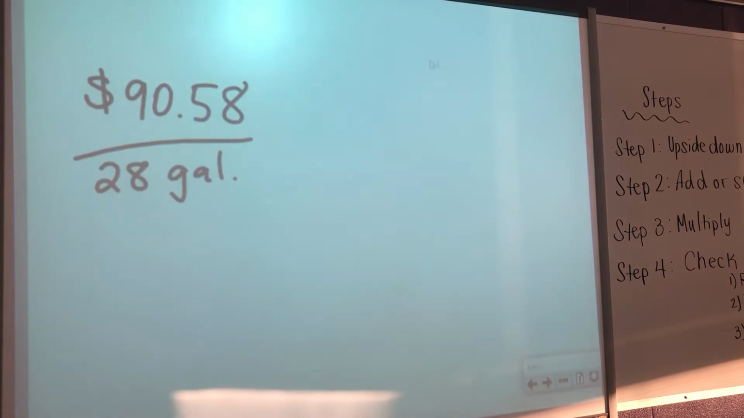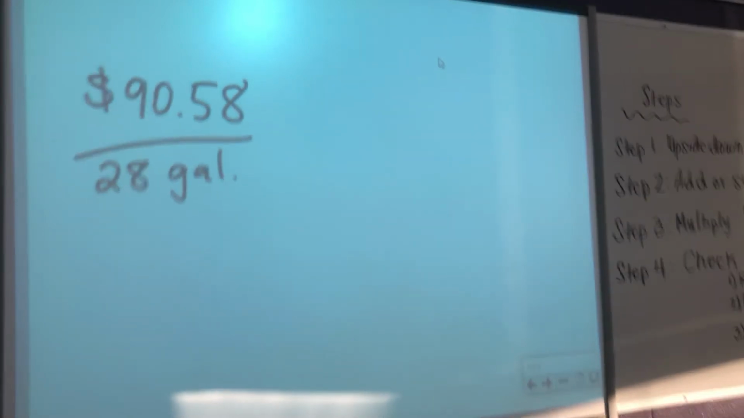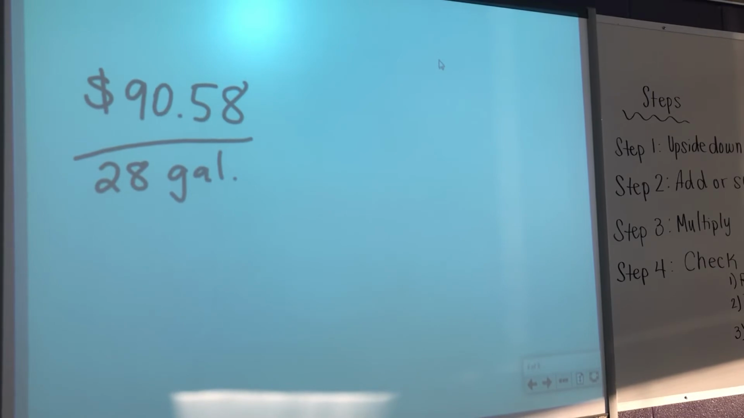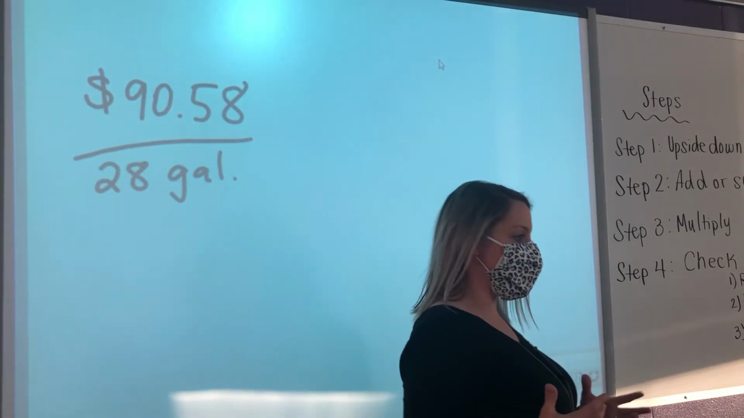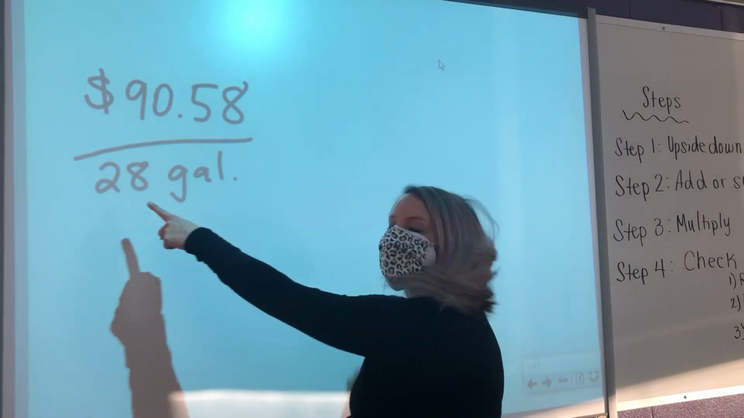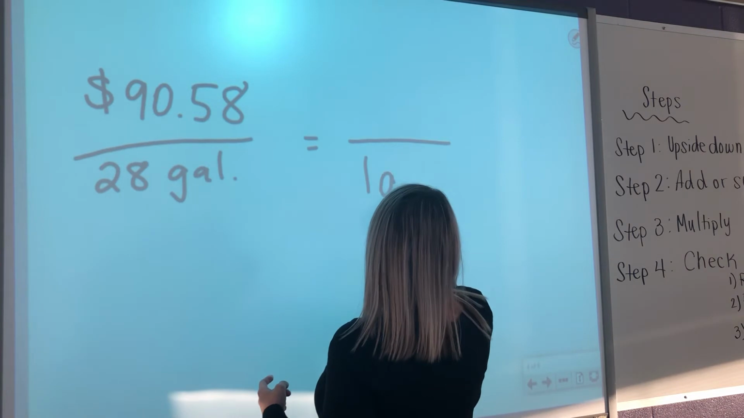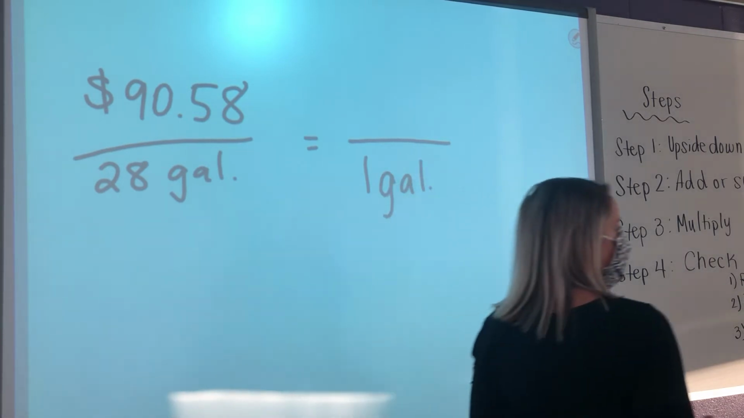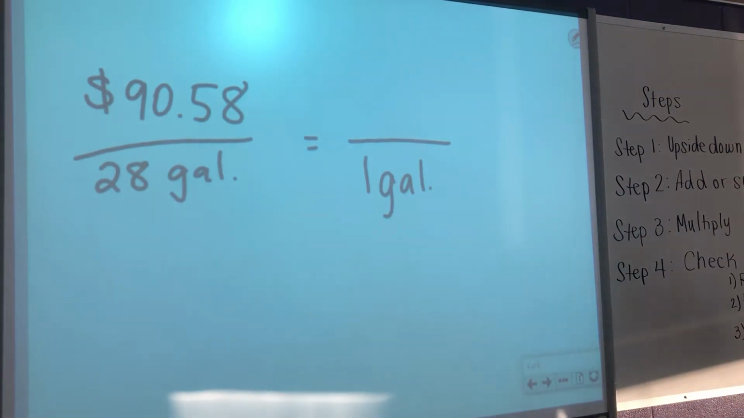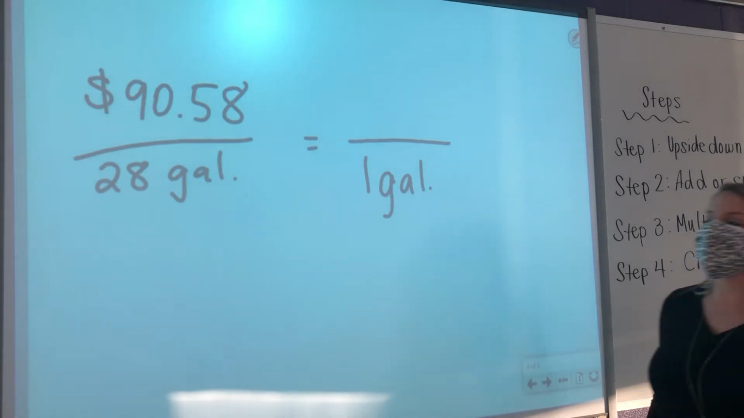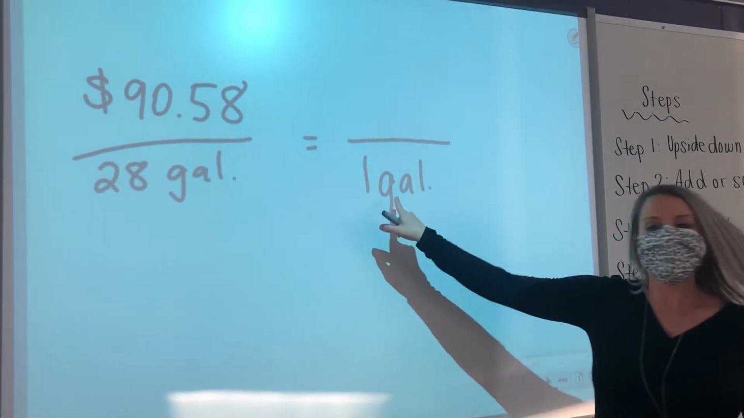Roughly. Okay, so this is a rate, right? But we want to focus right now on unit rate. Everything comes back down to the unit rate. So I don't want to know how much 28 gallons cost. I want to know how much 1 gallon costs. Okay? So, how do I get from 28 to 1?